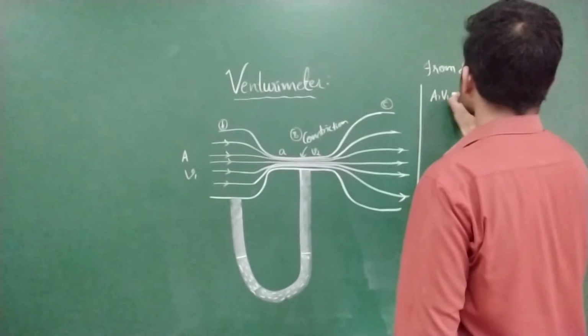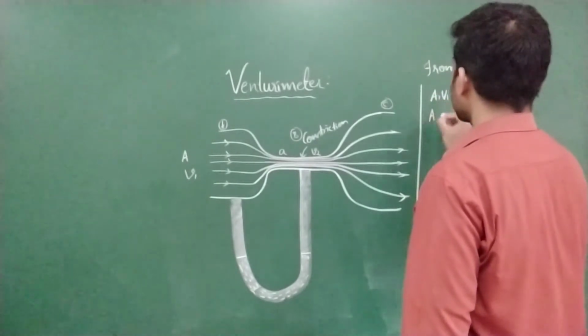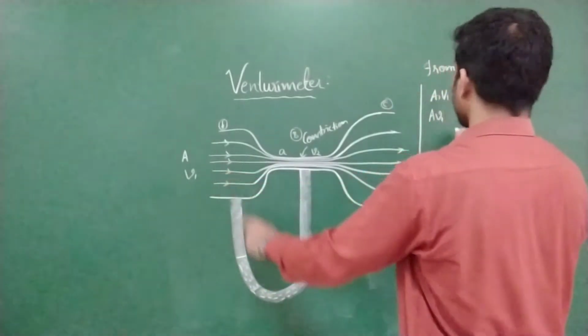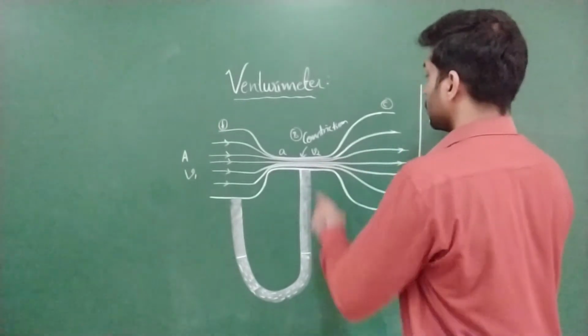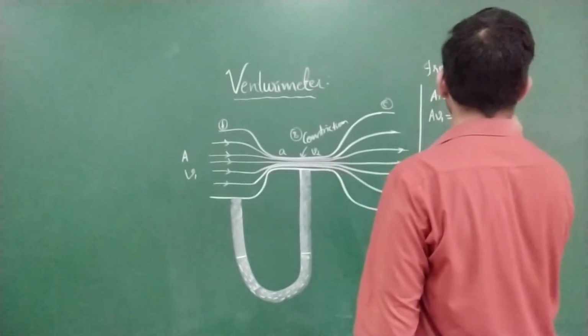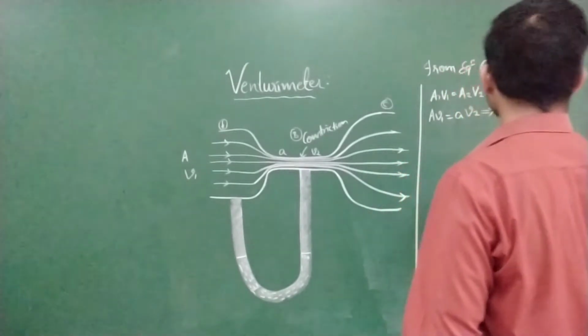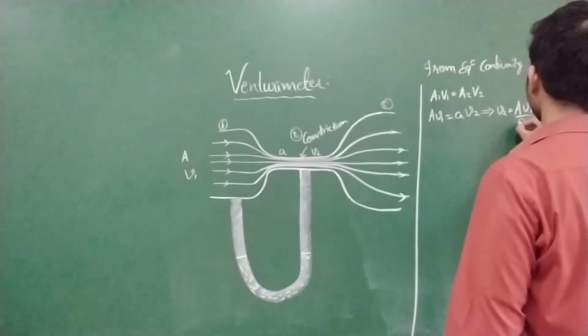A1 V1 is equal to what? A2 V2. So substitute the values. A1 is nothing but A, V1 is V1, is equal to A2, which is small a, V2 is V2. So from this expression, just keep V2 as a separate value. V2 is equal to A V1 whole divided by small a.